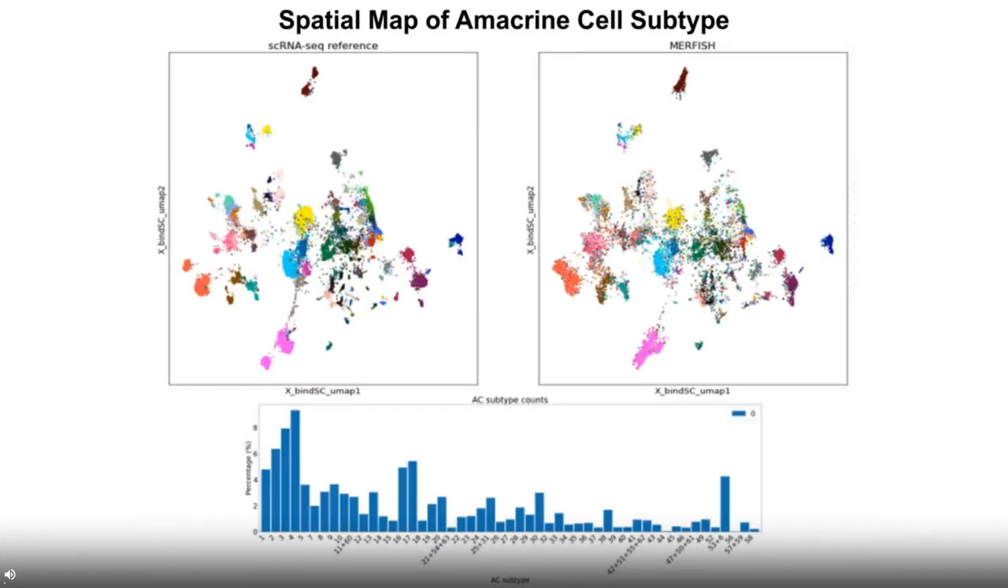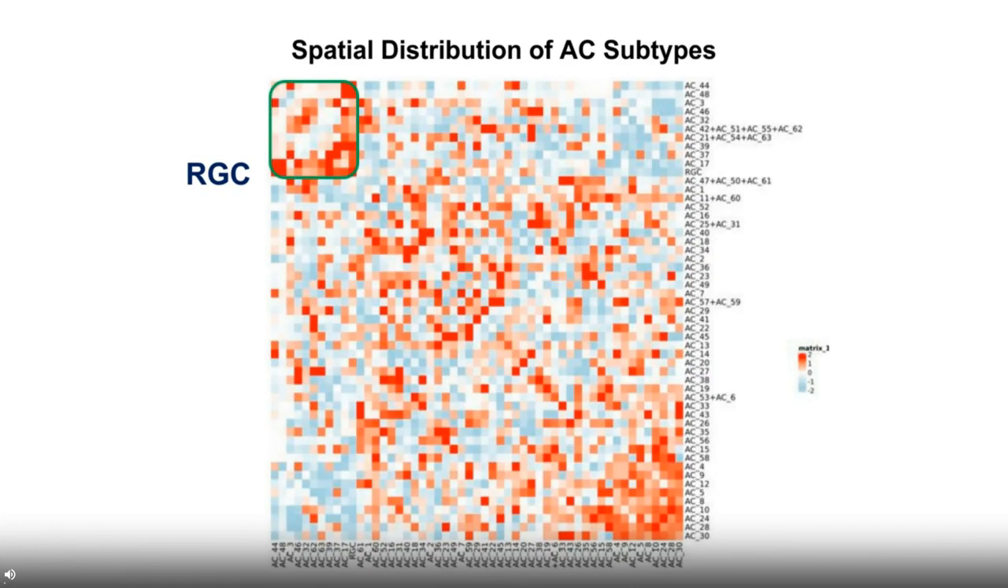Then we can see whether we can get even higher resolution by combining the MERSCOPE with the single-cell RNA-seq data for the amacrine cells. The amacrine cells are much more complex, with more than 60 different subtypes. When we combine the single-cell RNA-seq with MERSCOPE, we can identify most of them, with only a few clusters that cannot be distinguished.